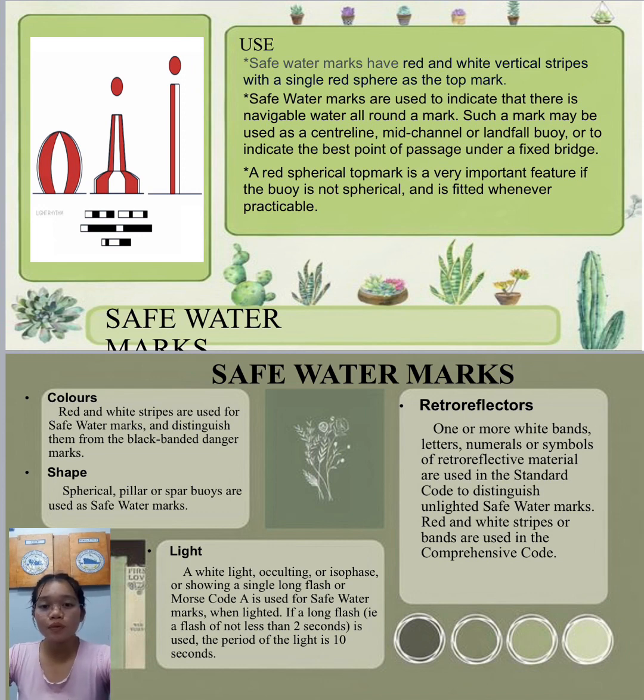So what are safe watermarks? Safe watermarks are used in the maritime industry to indicate that there is navigable water all around the mark. They are used to help guide ships and boats, indicating that the water is deep enough for them to pass safely. They are typically used at the start of a buoyed channel when approaching a harbor from the sea, or to indicate a landfall.